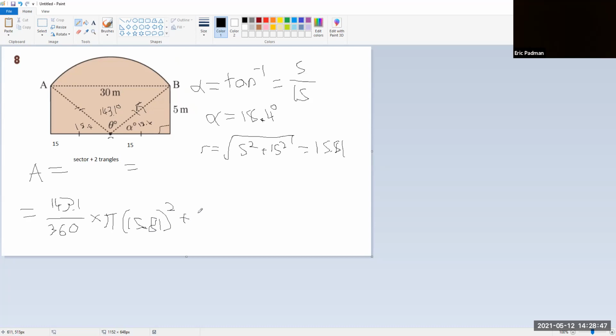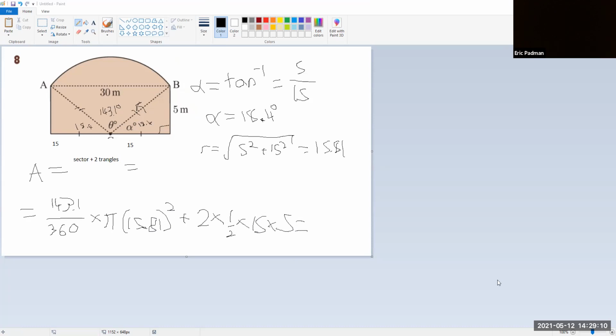Now you've got 2 triangles. So 2 times, now, the easiest way to work out these triangles is half base times height. So 2 times 1/2, well, you don't really need that anymore, times base 15, times height 5. Boom, done. I'm just going to jam that into the calculator and see what it does.